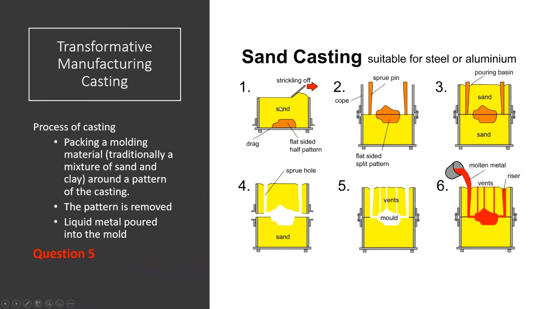Once you have that all packed in, you can flip it over, which is diagram 2 here. And then you would put the second half of the box in, and put in these little pins here. If you look down here, those are the holes where you actually pour the liquid metal in further down. And then you put the second half of the shape in the second box here, and you pack sand around it again.